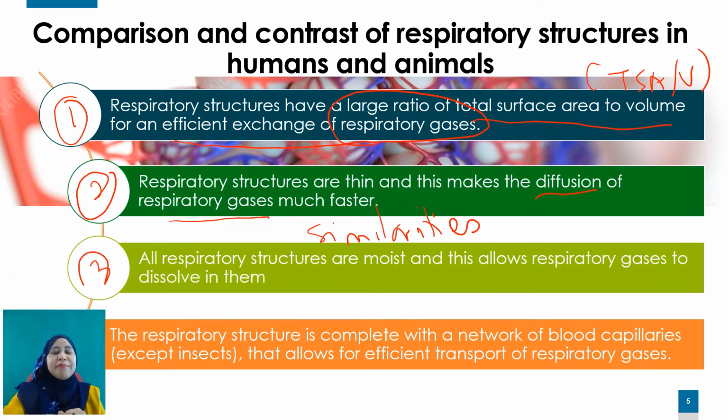And the third similarity, all the respiratory structures are moist. This allows the respiratory gases to dissolve in them. And the last one, the respiratory structure is complete with rich network of blood capillaries except for insects. This allows for efficient transport of respiratory gases.